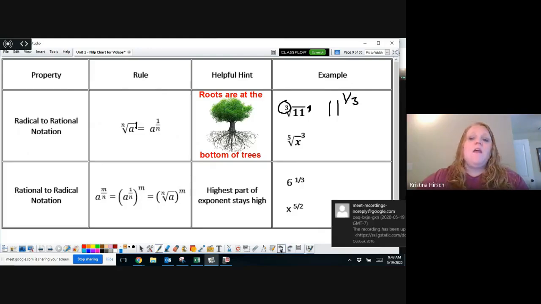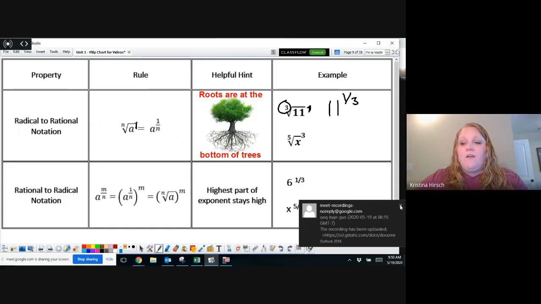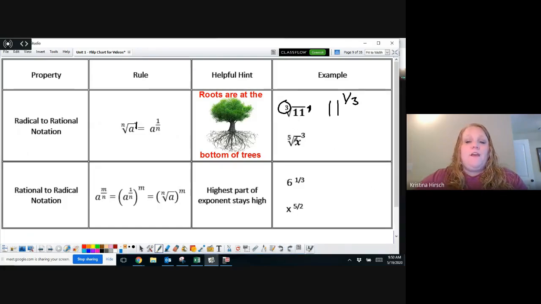Now for this next one, you have the fifth root of x to the third power. Again, the 5 is the root. Roots are at the bottom of trees, so we would rewrite it as x to the 3/5. It's all about placement of your numbers.